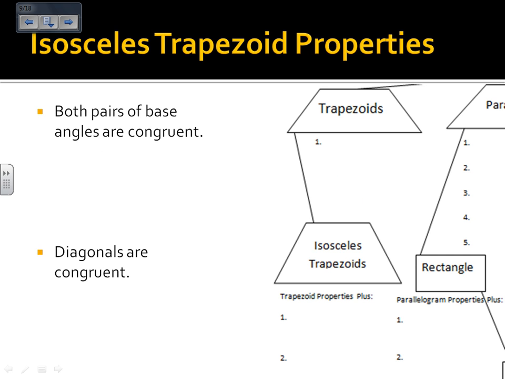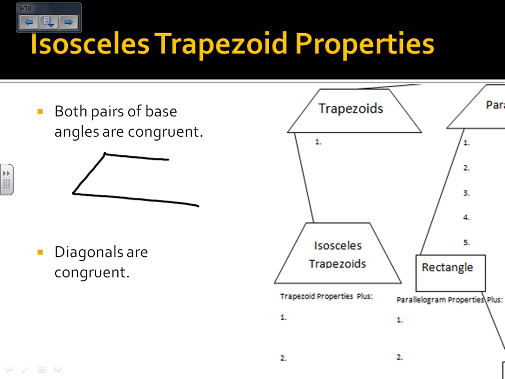The two properties that should go underneath there for 1 and 2. I'll draw pictures after you write these down. So number 1, both pairs of base angles are congruent. Both pairs of base angles are congruent. And then number 2 is the diagonals are congruent. The diagonals are congruent.